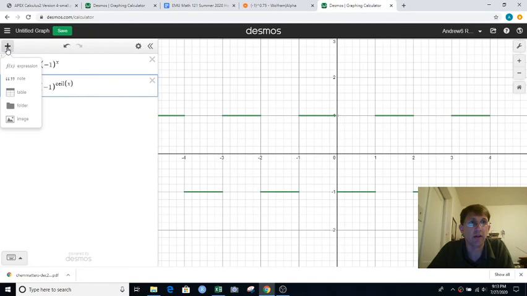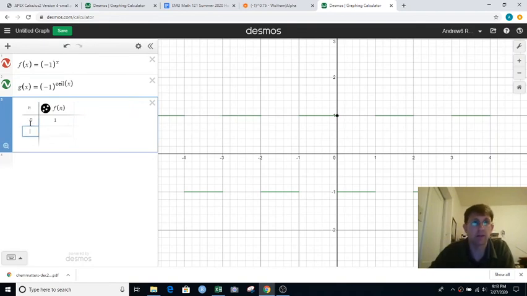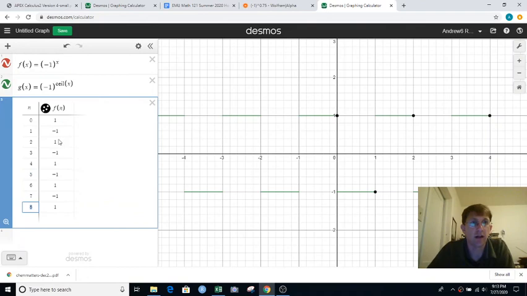Another way to do it is to add a table and tell Desmos, here we can call this n, we'll call this f of n. Here you can tell Desmos exactly what n values to use, 0, 1, 2, 3, 4, 5, 6, etc. So there it doesn't have any problems with fractional n values because you typed in integers. And it also plots whatever's in the table, so then you can see the individual values.